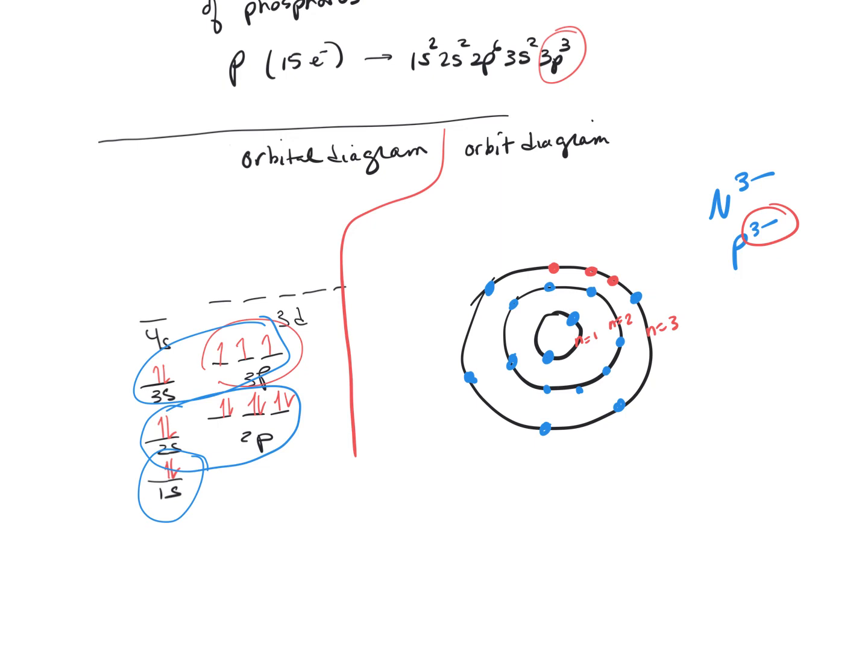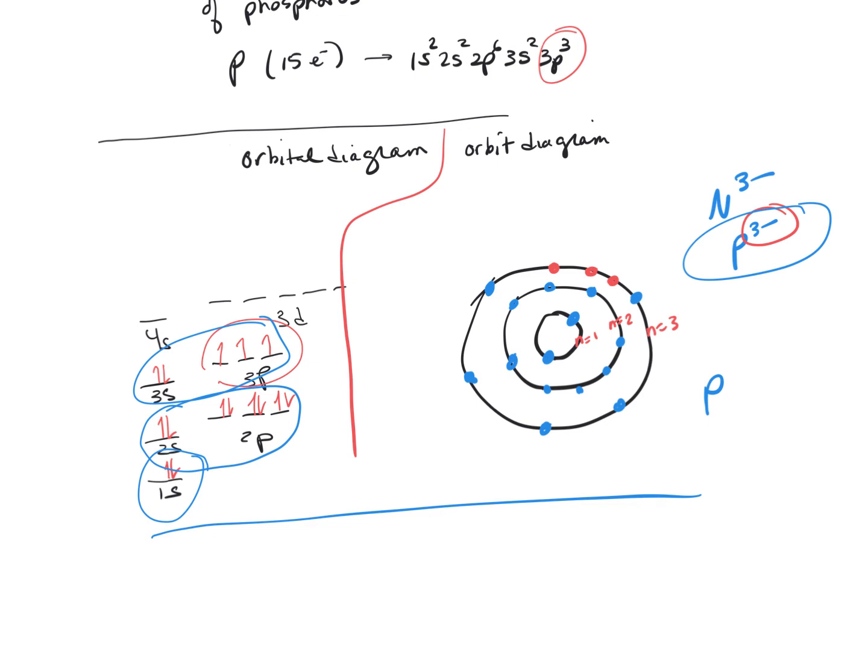All right, so in blue is just P, right? Just phosphorus by itself. But if you add the 3 electrons, then that's the notation for P3-. Okay, just a little bit more information there.